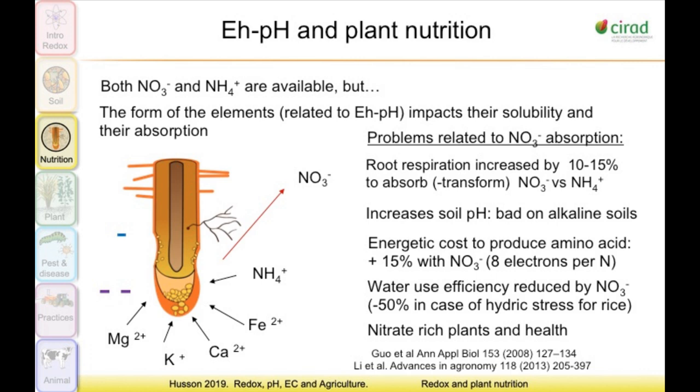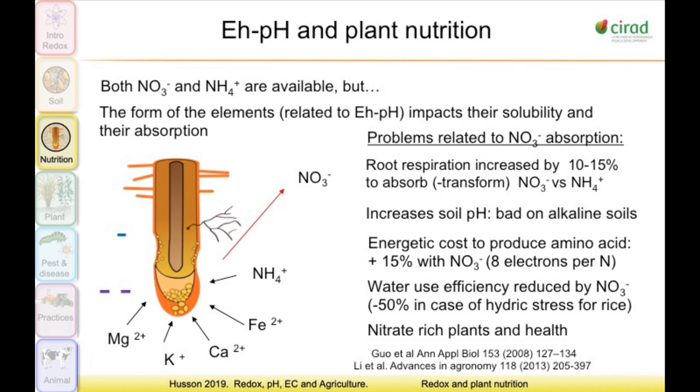Then to transform nitrate into ammonium, the plant will need a lot of water, because it will take H plus from the water and then release OH minus. And for each N, it will need 4 water molecules. So if you have plenty of water, it's good because the plants will absorb plenty of water, so the cells will grow very fast. There's a pressure that will make them grow. But in case of water shortage, in rice, for instance, we decrease the water efficiency by up to 50%. So 10 plus 15 plus 50, 75%.